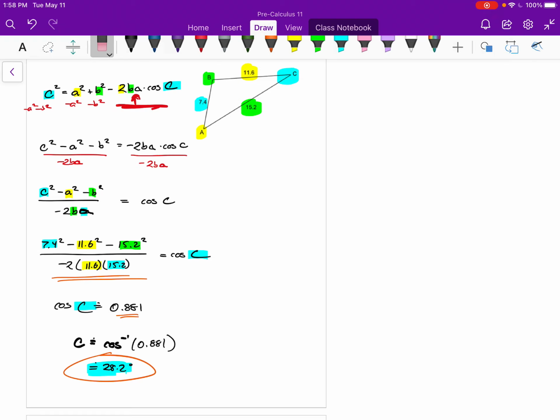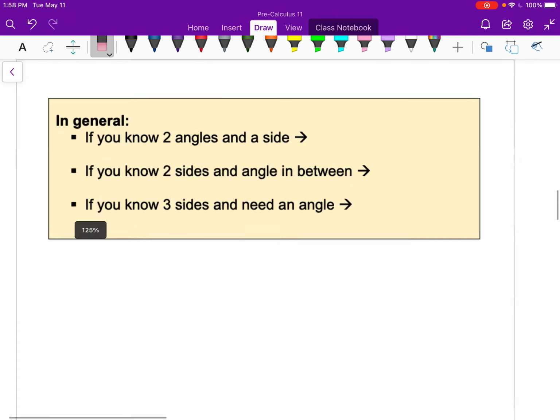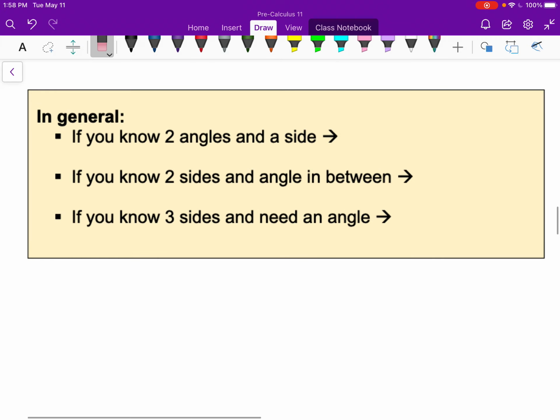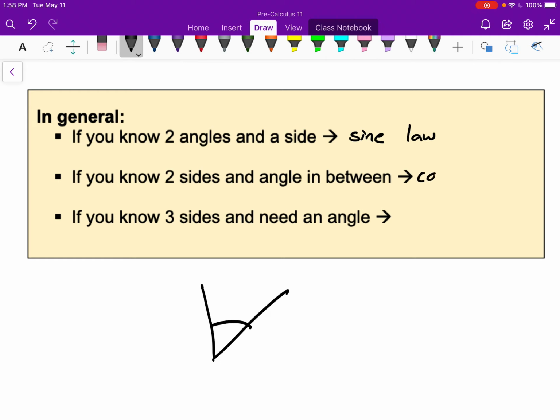All right, so before I go on, keep in mind I had a triangle. There were no right angles. In fact, I didn't know any of the angles, but I knew all of the sides. And so using the cosine law, I could figure out the missing angle. In fact, I could find out any missing angle. And so in general, if you know two angles and a side, I would always first think about the sine law. It is still, I think, simpler to explain, simpler to use. If you know two sides and the angle in between them, the cosine law will always work.